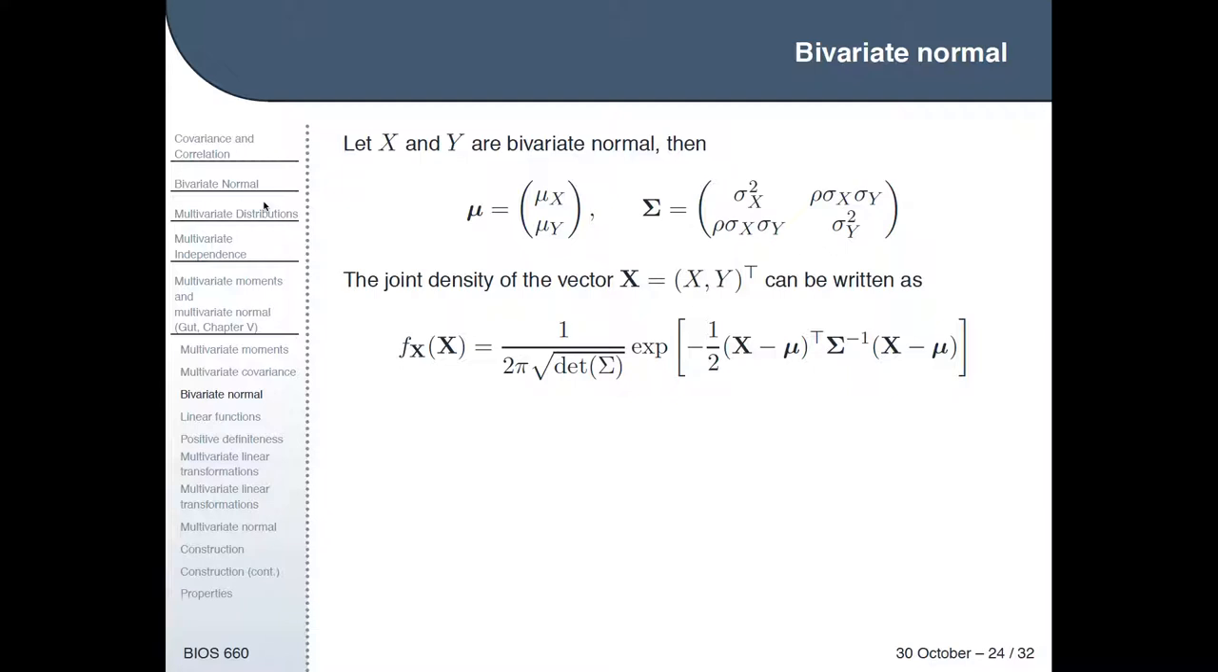This is the density in the bivariate case. See that the one in the multivariate case is almost identical to this. In fact, I think the only difference is that rather than 2 pi at the far left side, it'll just be 2 pi to the n over 2 in general.